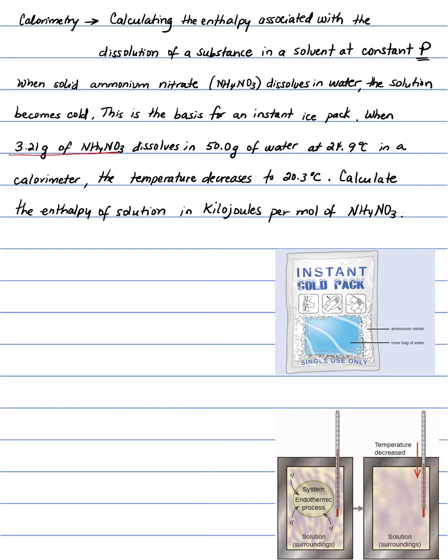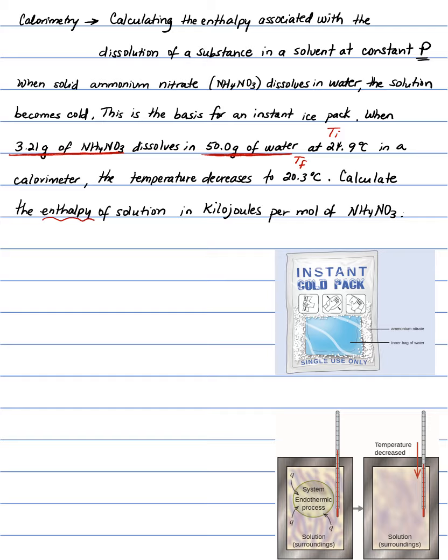You're given a specific amount of ammonium nitrate. You're given a specific amount of water, which is the solvent. You have a temperature here, 24.9, and you have another temperature. Your initial temperature is 24.9, and the problem is telling you that that temperature decreases to 20.3. So I'm going to identify my temperatures. This is my initial temperature. This is my final temperature.